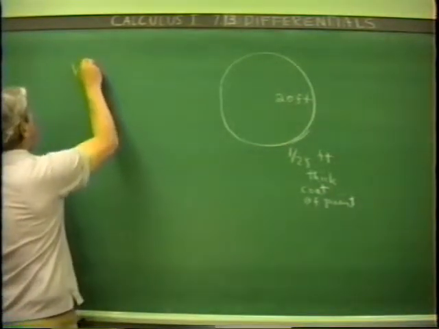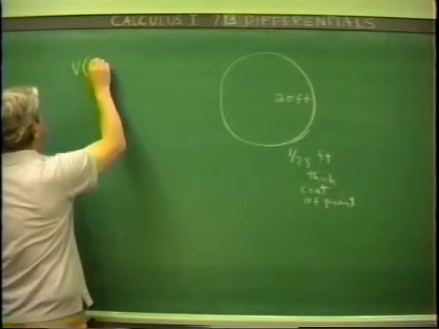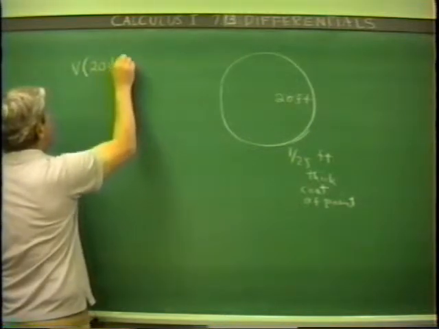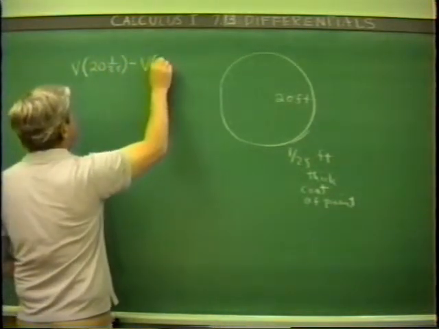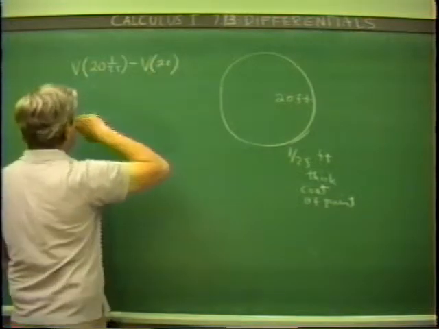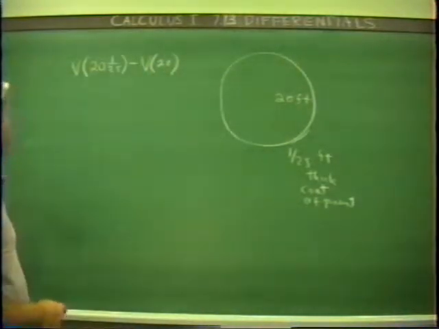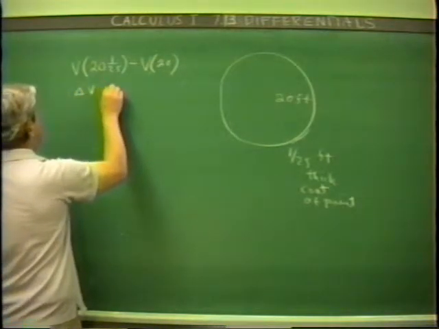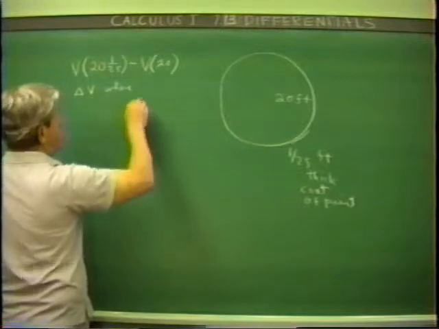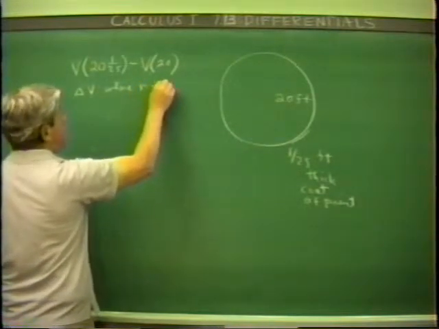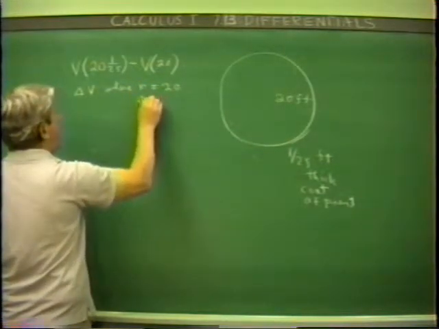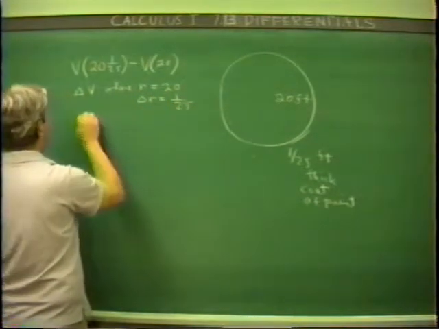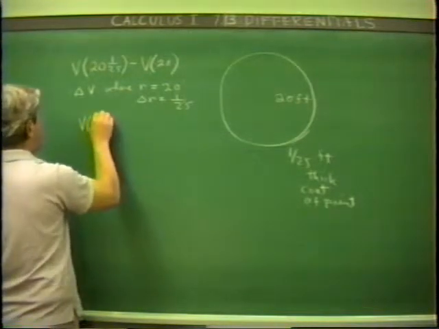Well, if we wanted to know how much paint we needed altogether, what we really should do is look at the volume of the sphere of radius 20 and a 25th, and subtract from that the volume of the sphere of radius 20. This will tell us the amount of paint that's needed. So this is the exact amount, and this is delta V, where R is equal to 20, and delta R is equal to 1/25th.